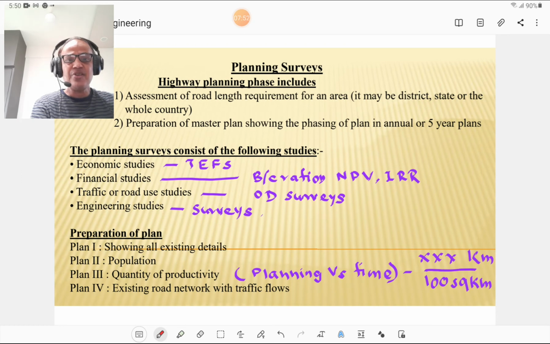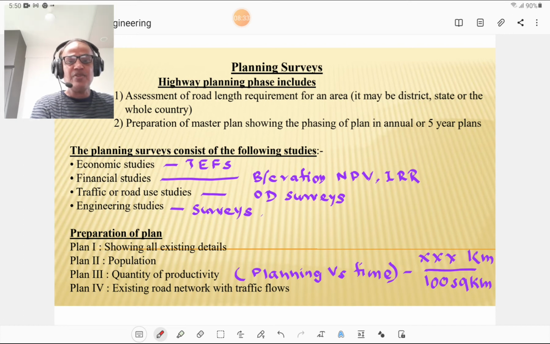The planning survey consists of the following studies: economic studies, which include the techno-economic feasibility study; then financial studies, which include the benefit cost ratio, NPV, and IRR, internal rate of return, and other things also. And traffic or road use studies include origin and destination surveys, people analysis, and social surveys also. Environmental surveys are to be carried out for the traffic or road use studies. Then engineering studies include various types of surveys, and those surveys are useful for the construction of roads.